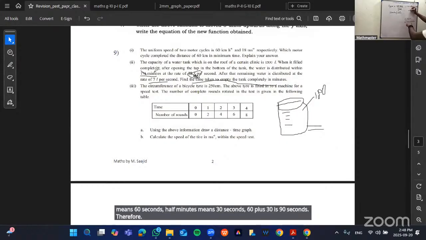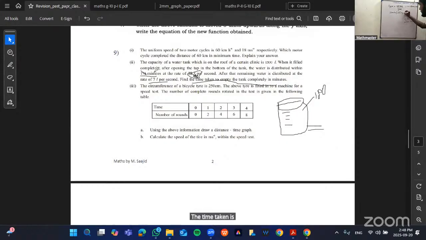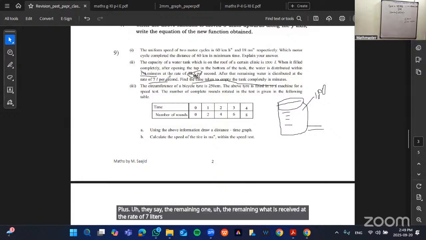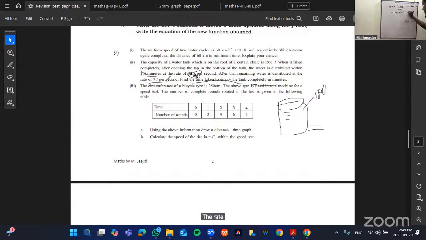Therefore, the time taken is 90 seconds for the first part, plus, they say the remaining water is distributed at the rate of 7 liters per second. The rate is 7 liters per second, into the time. What is the time? We don't know the time. Find the time taken. We don't know, then put T for that.